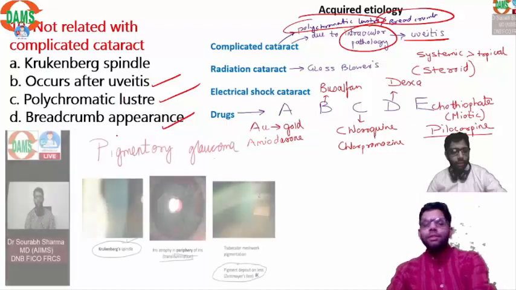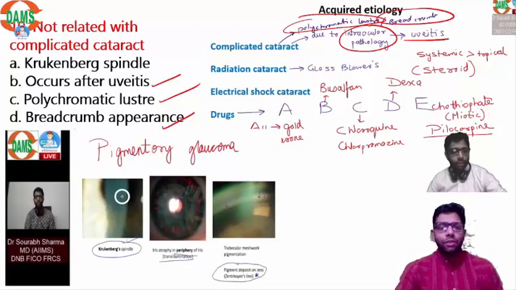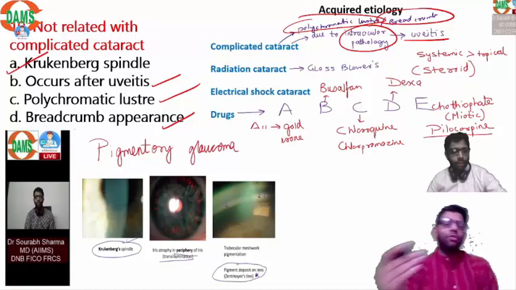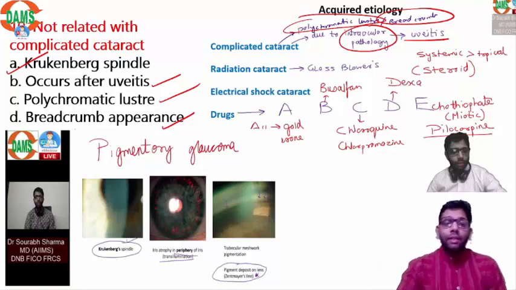Krukenberg spindles, it's seen in pigmentary glaucoma. It is pigments on the posterior surface of the cornea. So that's the answer over here. That is not seen in complicated cataract. That is a feature of pigmentary glaucoma. That is a secondary open angle glaucoma.